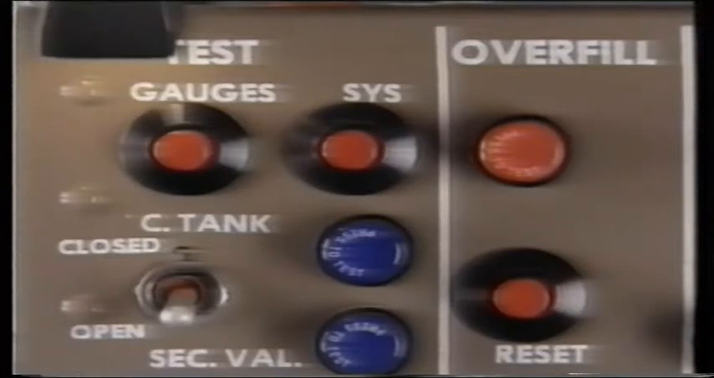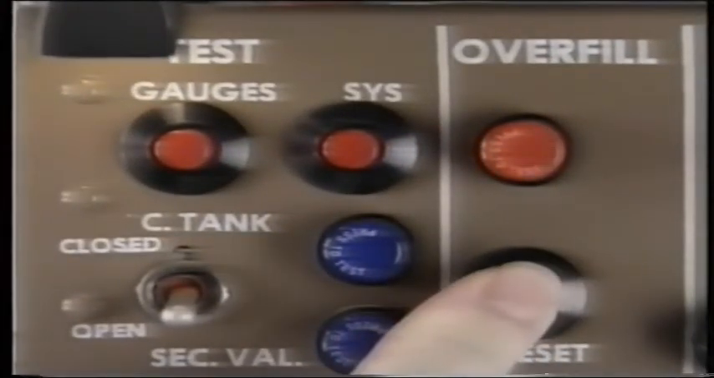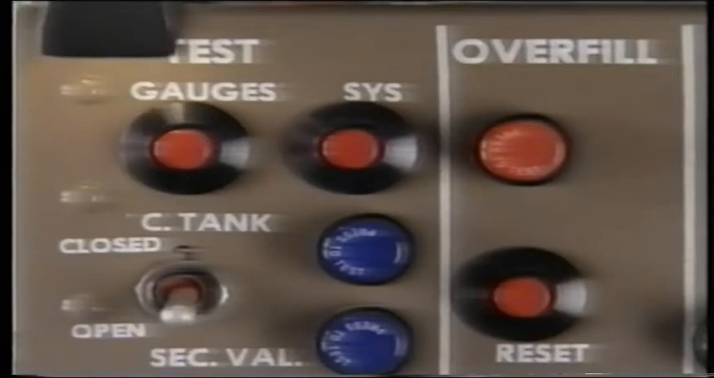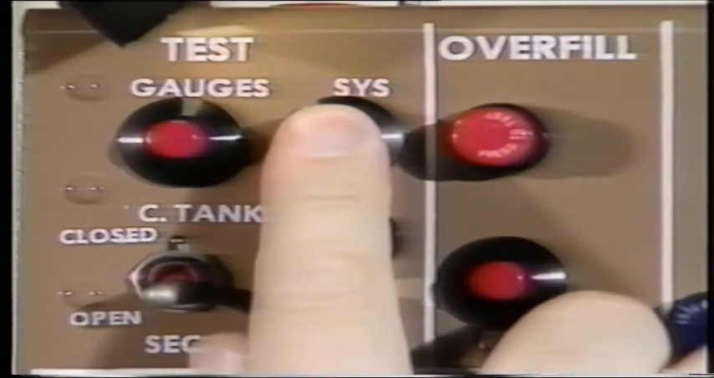If during fueling an overfill situation occurs, the float switches in the surge tanks stop fueling and turn the panel overfill light on. Once the surge tanks have drained, pushing the overfill reset switch will allow fueling to continue. A test panel allows testing of the indicators and subsystems.